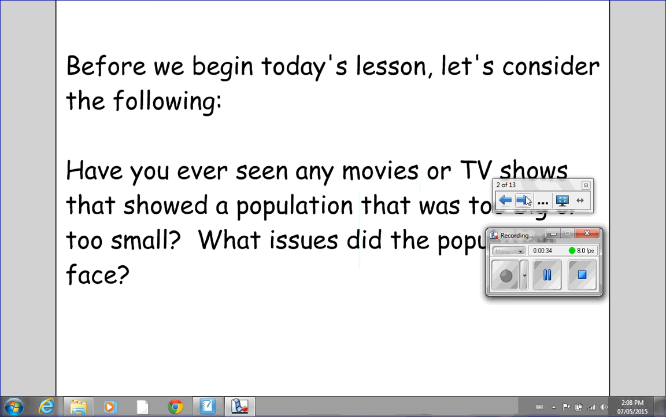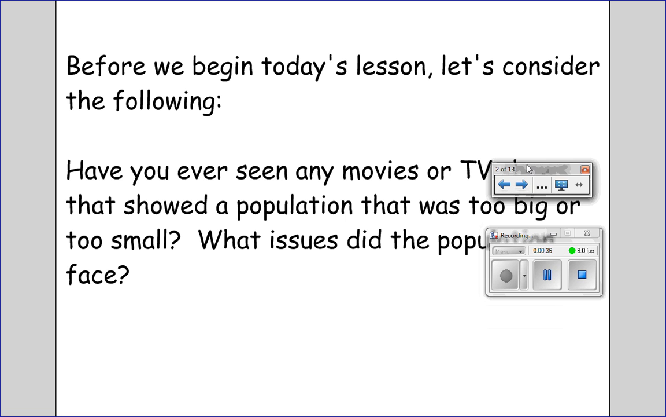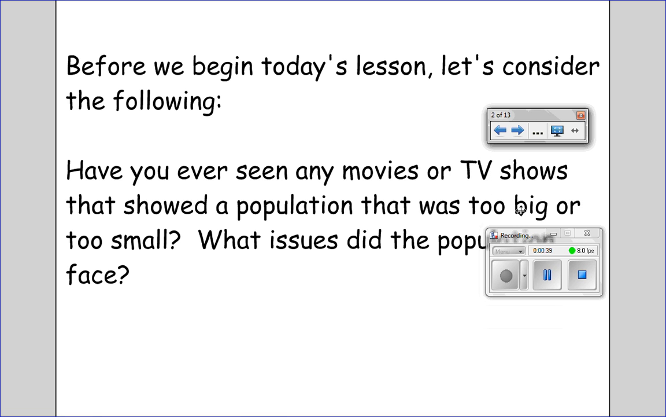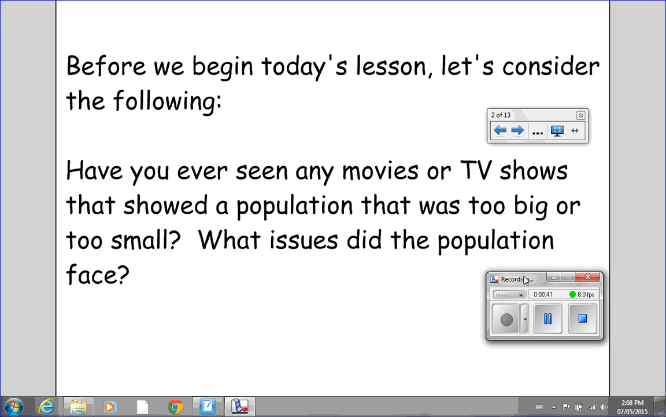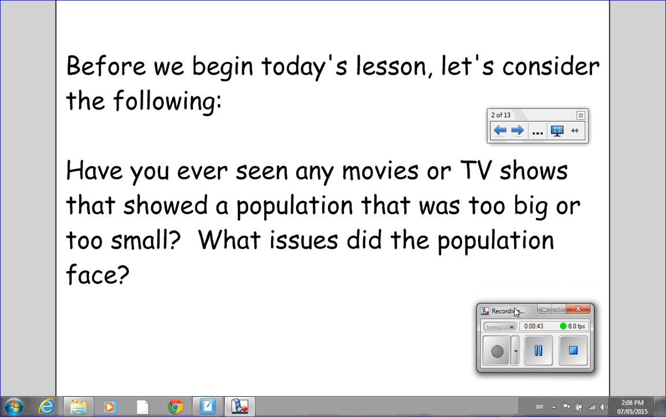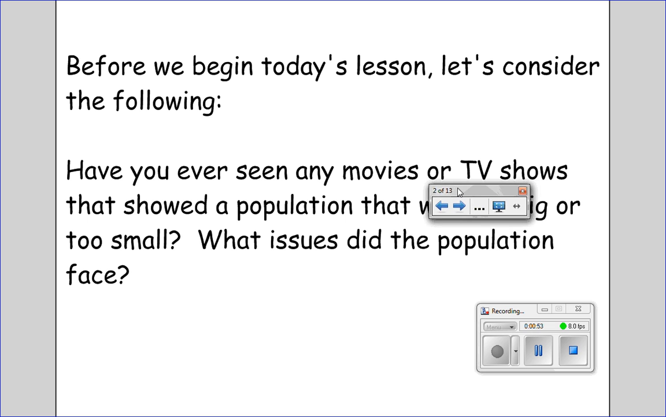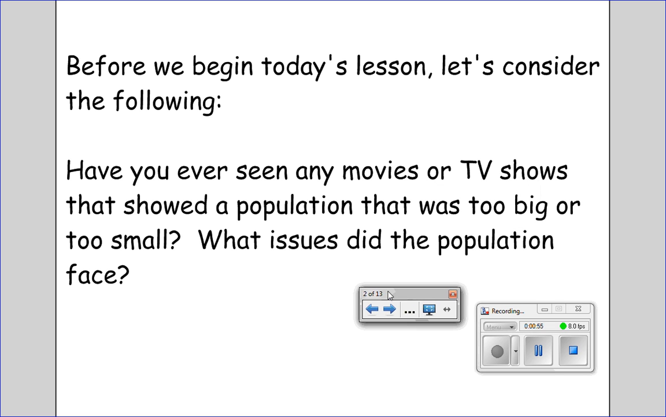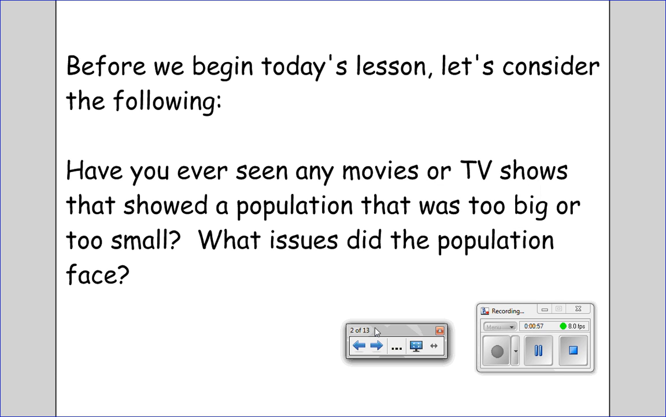Before we begin today's lesson, let's consider the following. Have you ever seen any movies or TV shows that showed a population that was too big or too small? What issues did the population face? Certainly, if you're a sci-fi fan, you've seen at least one TV show or movie where the main issue has been overpopulation or underpopulation.